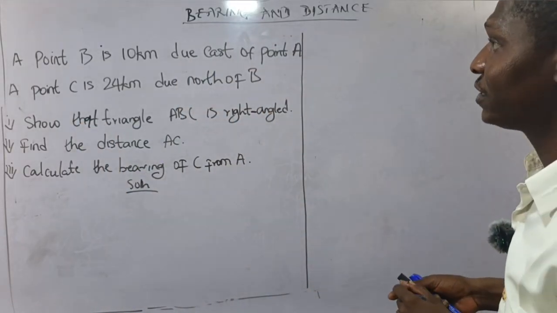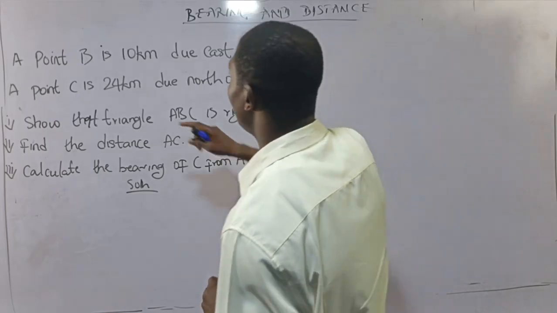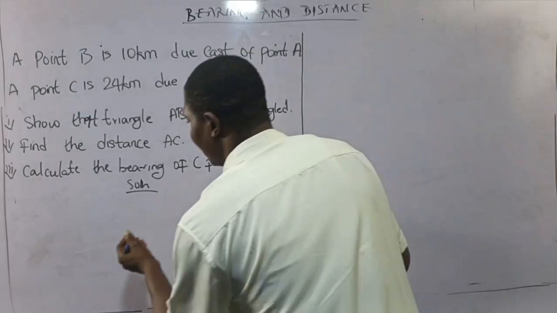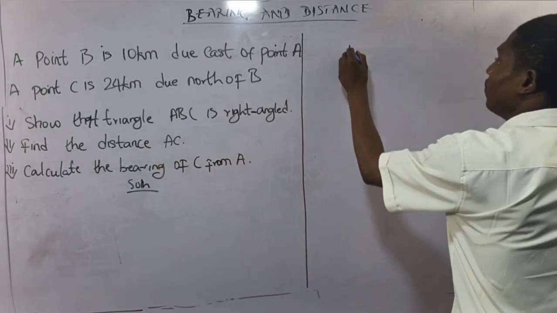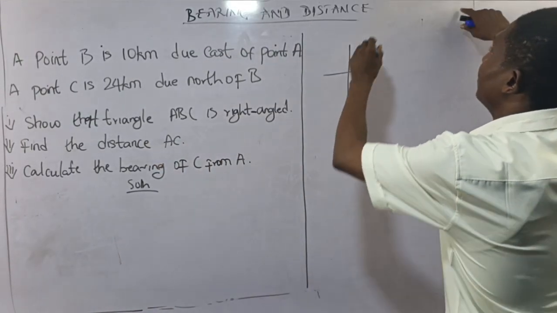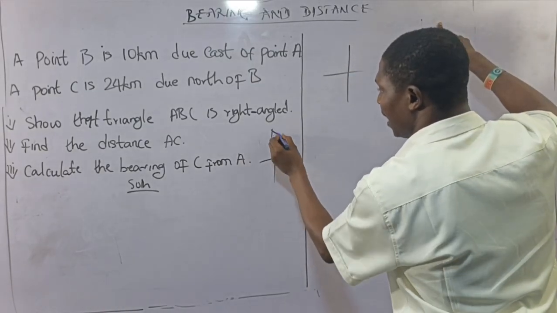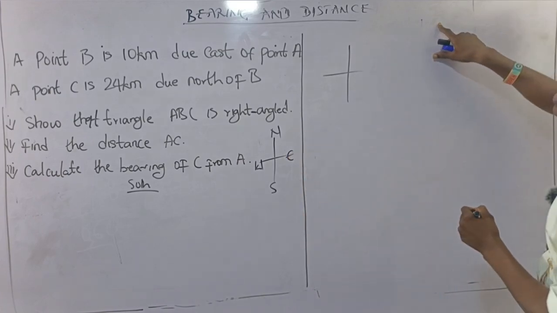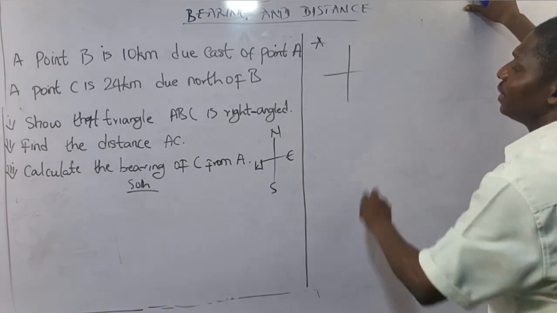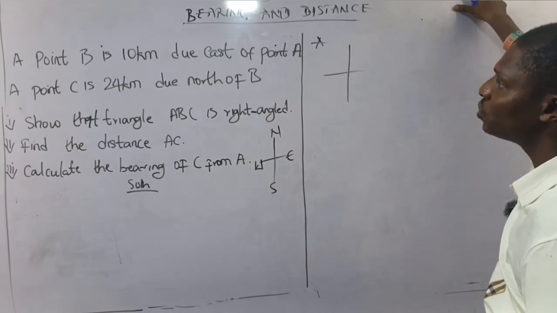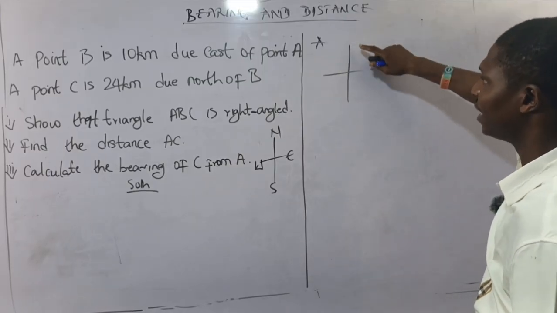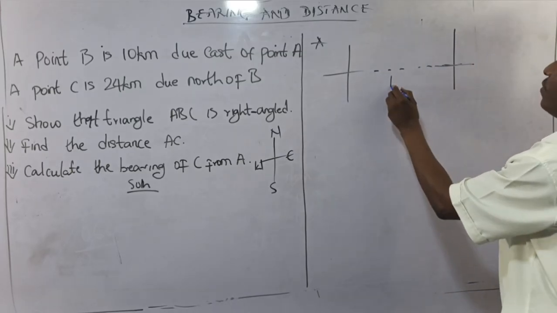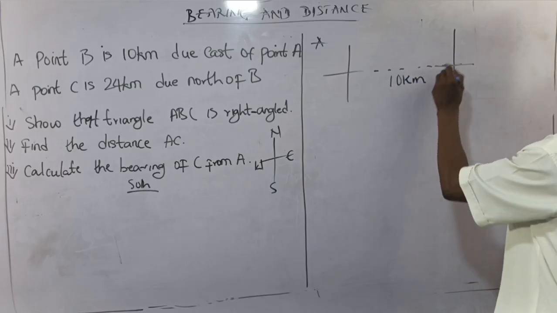So how do we do this? First, let's try to draw a diagram. He said a point B is 10 kilometers due east of point A. East of point A means A comes first. Let me draw the diagram very well, please. Remember, this is what we are using as our guide: north, south, west, east. Now, this is our point A. East of point A is this, so we can have our 10 kilometers here, and this becomes our B.